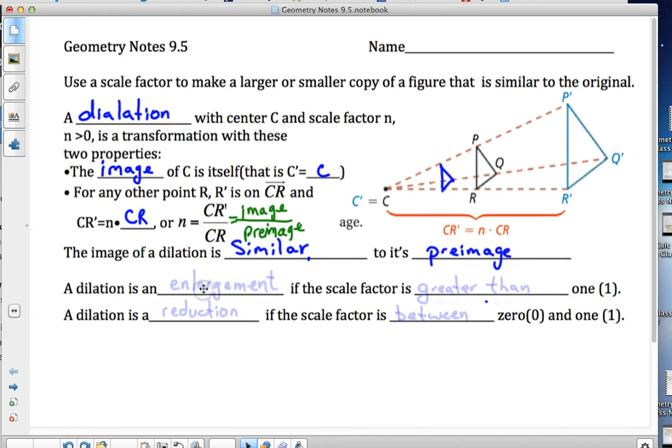A dilation is an enlargement if the scale factor is greater than 1, and a dilation is a reduction if the scale factor is between 0 and 1. I say that because if it's negative, it's actually a 180-degree rotation, but whether it's a reduction or enlargement with a 180-degree rotation all depends on its absolute value in comparison to 0 and 1. If the absolute value is between 0 and 1, it is a reduction. If it's greater than 1, it's an enlargement. If n is exactly 1, it's just the same thing.